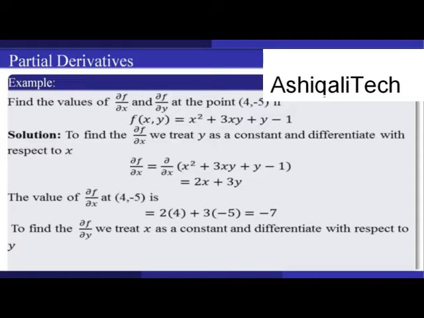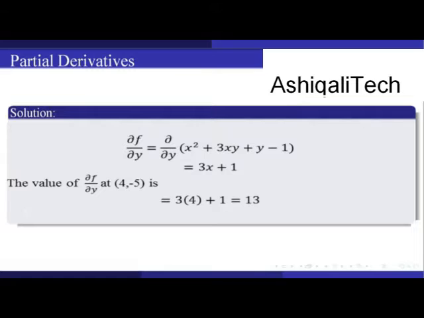To find the partial f by partial y, now we treat x as a constant and differentiate the given function with respect to y. Dear students, we get partial f by partial y is equal to partial by partial y of x squared + 3xy + y - 1. That is, we get 3x + 1. So, the value of partial f by partial y at (4, -5) is given by 3 into 4 plus 1, that is 13.